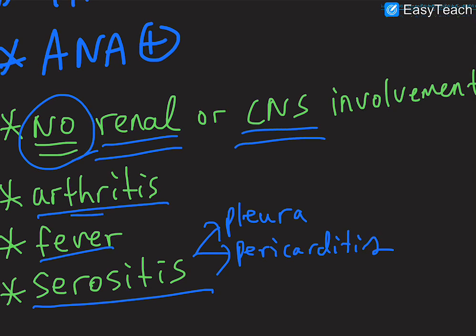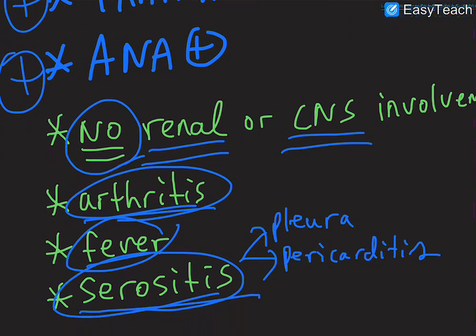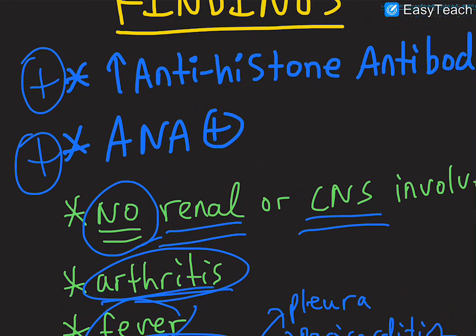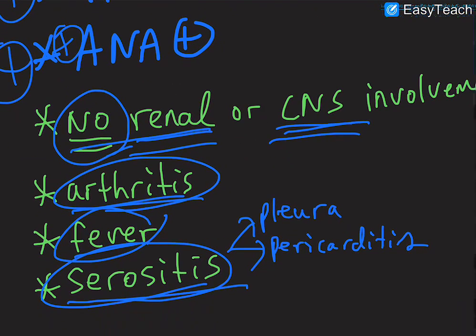So you can still see arthritis, fever, and serositis, like you would see in SLE. But the only difference is in drug-induced lupus, you don't see renal involvement or CNS involvement, okay? You're positive for antihistone antibodies and positive for ANA too, in drug-induced lupus.